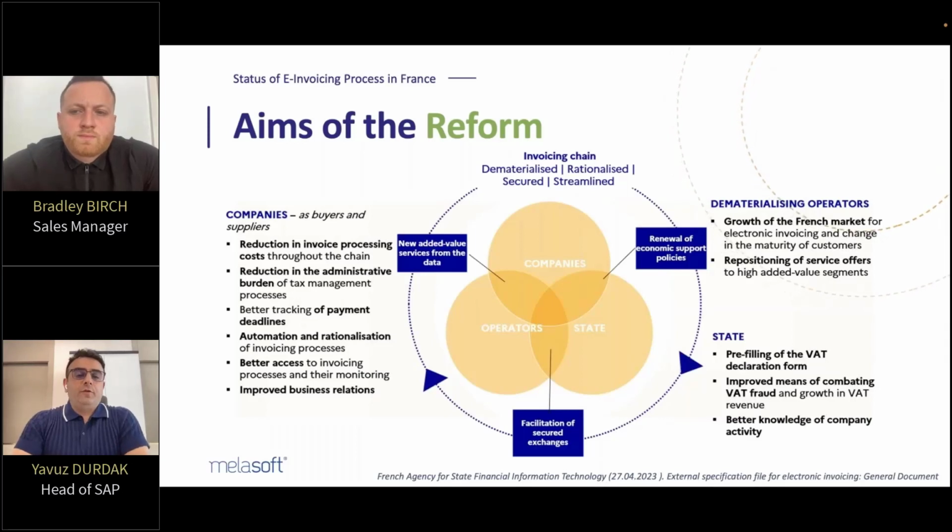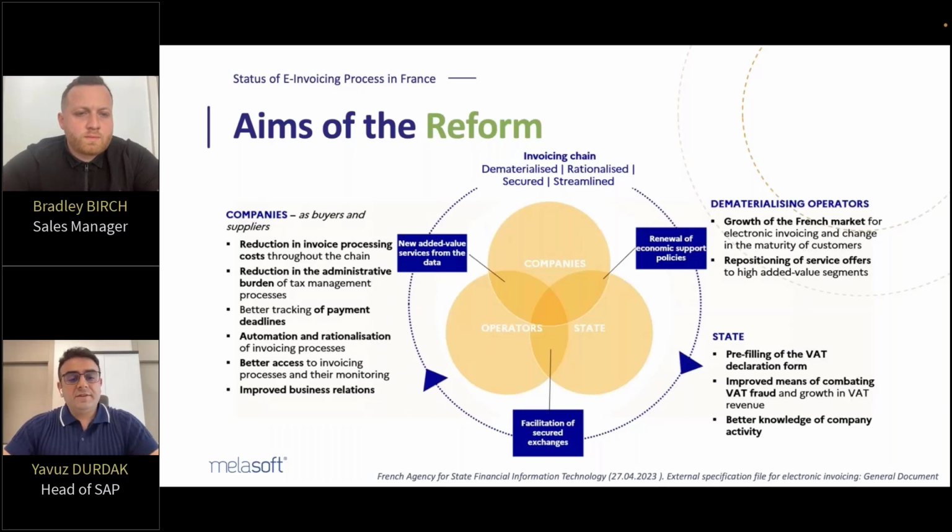So what is the aim of the e-invoicing reform in France in terms of these stakeholders? First of all, from the company's perspective, both buyers and suppliers, there will be a reduction in invoice processing costs because all of the process will be automated from end to end. Paperwork will be reduced, so there will be a reduction in processing costs. Also, there will be a reduction in the administrative burden of the tax management process because tax management issues will be submitted to the government by means of e-invoicing and e-reporting processes.